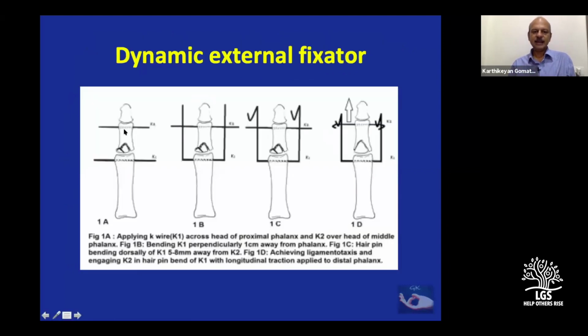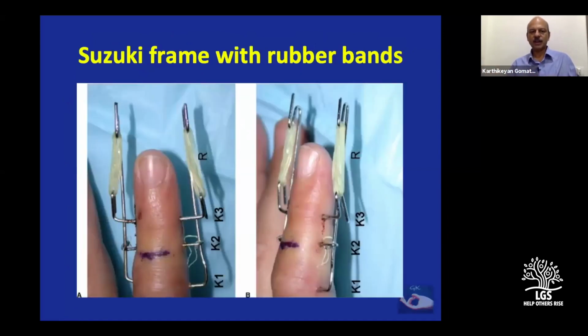So this is the dynamic external fixator splint. You put in 2 K wires. This is the base of the middle phalanx fracture, and this is pinned like this over it so that the patient can move the PIP joint while maintaining the traction on the PIP joint. This is a Suzuki frame, the same thing, which is extended with a rubber band so that the same movement can be applied.